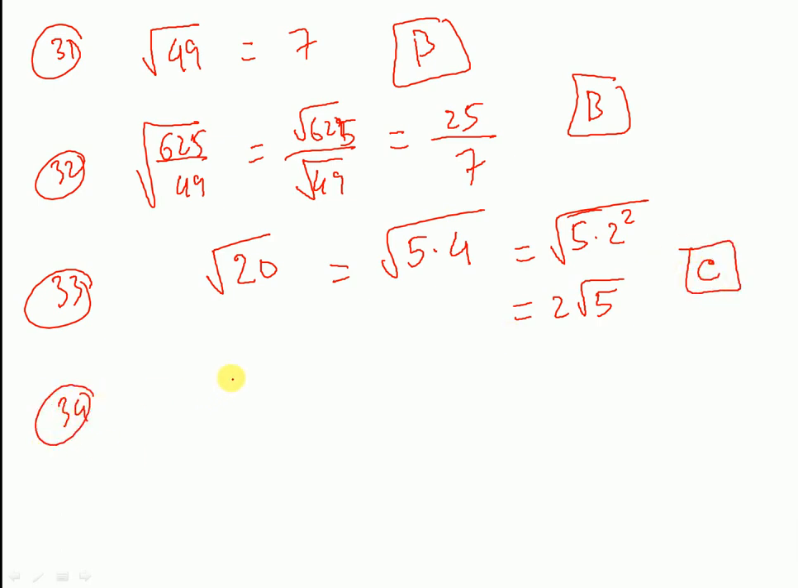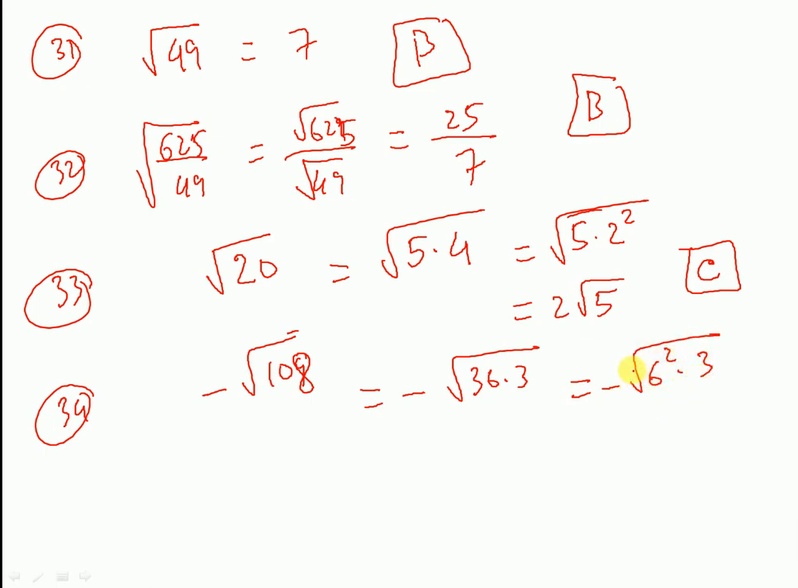34, minus the square root of 108. So let's see. 108, I can rewrite as 36 times 3, right? That's 108. Now 36, I can rewrite as what? 6 squared times 3, and the radical and the 2 cancel. That means I have only a 6 on the outside. Don't forget the minus here. And this should be C.